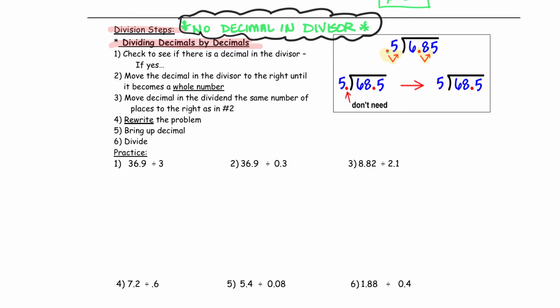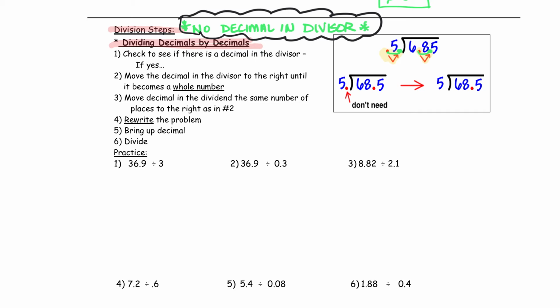So basically watch what's happening. We're moving it this way, one place. So whatever I move the decimal on the outside, on the inside, I must move it the same number of places. Remember, math is all about being fair and even. Whatever you do to one side, you do to the other. You've probably heard of this one also. Whatever you do to the top, you have to do to the bottom, and so on.